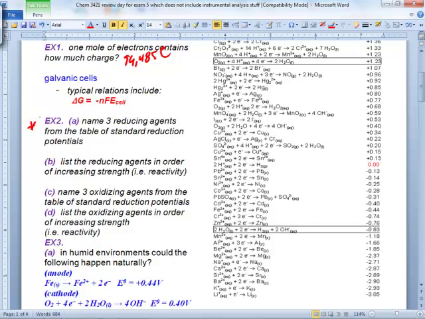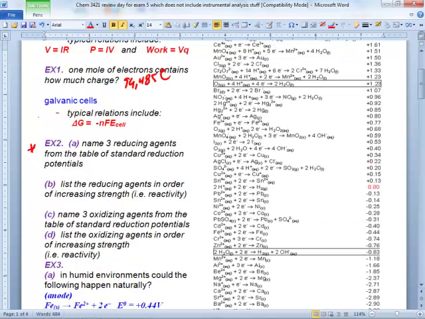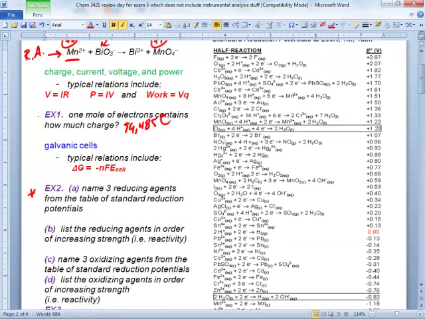Okay. So, Adrian, give me 3 reducing agents that are visible here. Yeah, so what side do you have to look at?